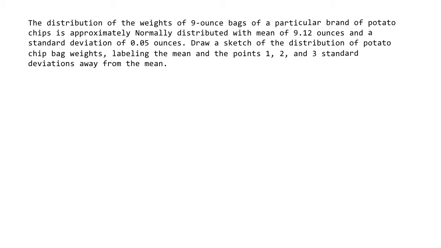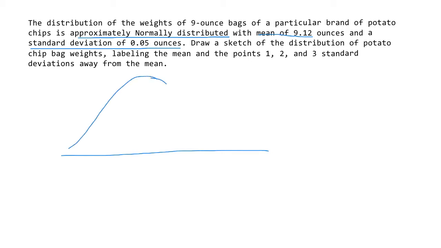The distribution of weights of 9-ounce bags of a particular brand of potato chips is approximately normally distributed with a mean of 9.12 ounces and a standard deviation of 0.05 ounces. It says to sketch the distribution, so I'm going to start with that. It says it's normally distributed, so I'm going to go ahead and draw a normal distribution. This is the shape of a normal distribution, and then it says the mean is 9.12.